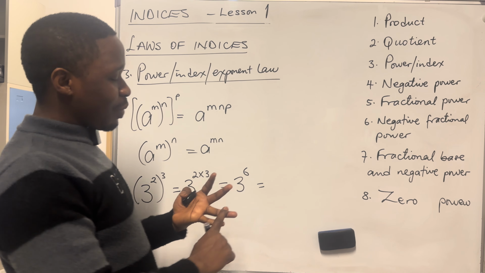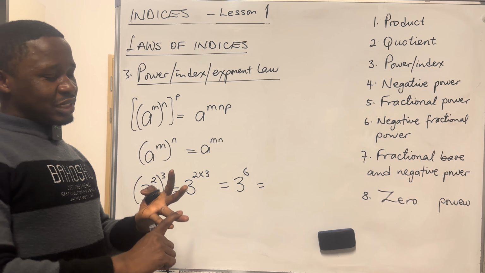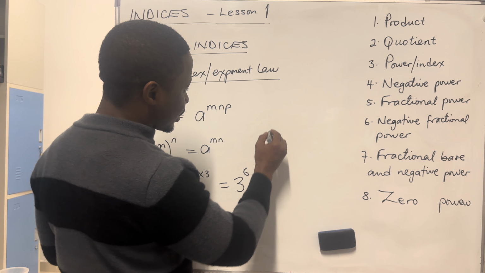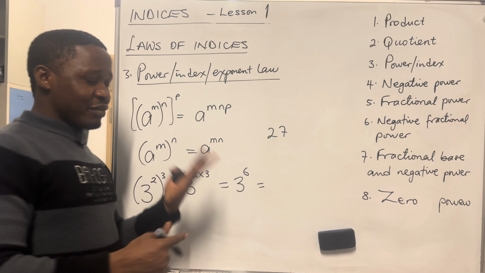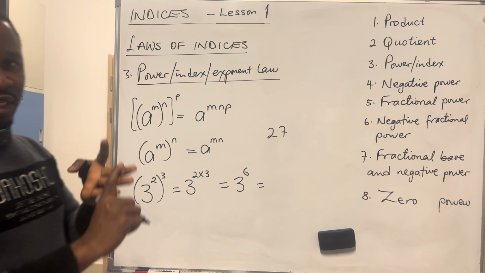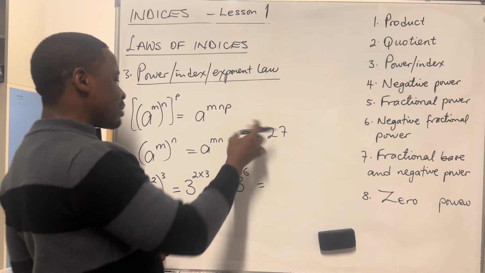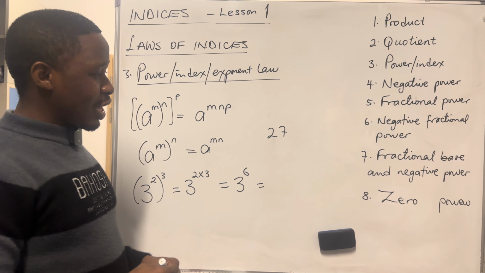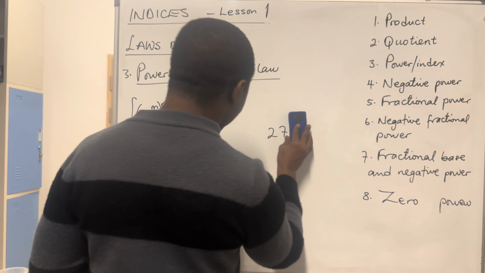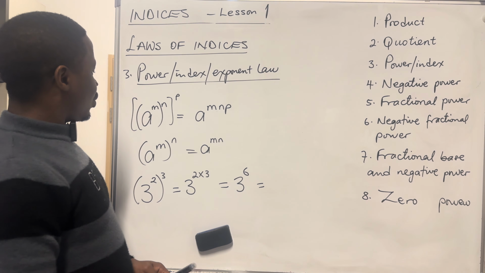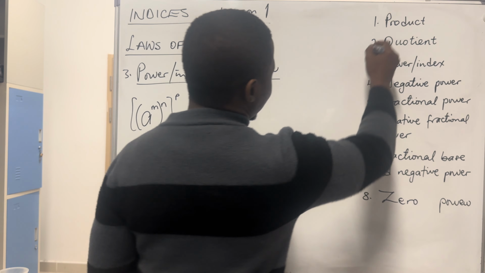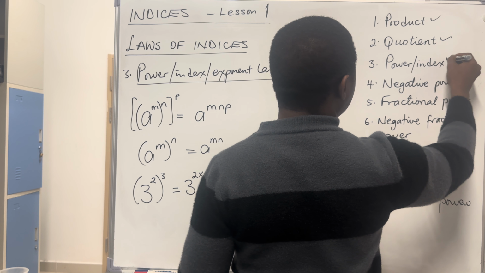3 times 3 is what? It's 9. 9 times 3, 27. We have 6. 3 times 3 is 9. 9 times 3, 27. 27 times 27 will give you what we have. The calculator will give you that. Okay. So what next is, we are done with this one, this one, this one.